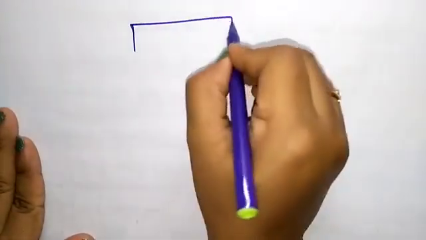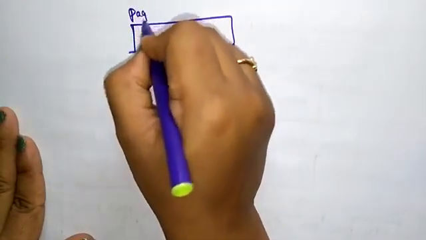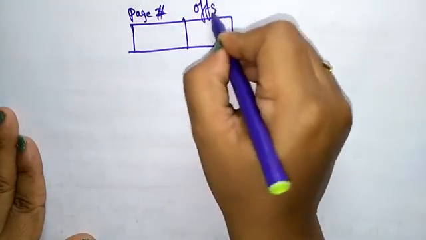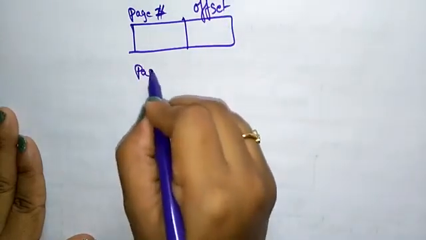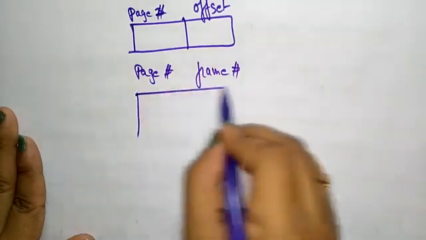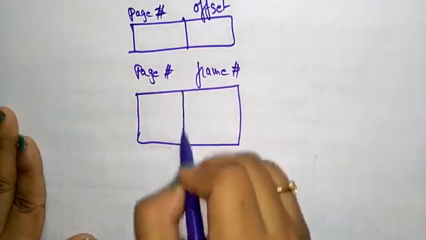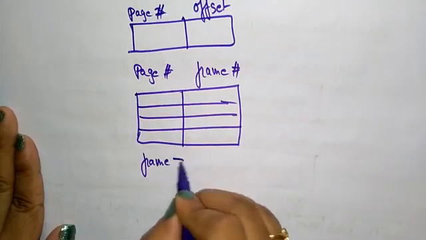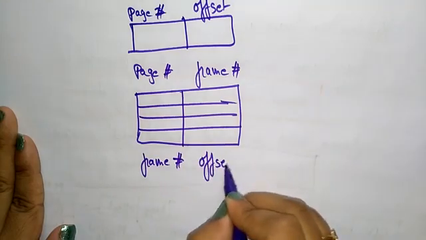Okay, I hope you understand. Let me take a simple example so that you understand what exactly I am saying here. Suppose this is the page, and this is the offset. Again the page number and frame number. The page number and frame number are present in the page table like this, and again the frame number and the offset.